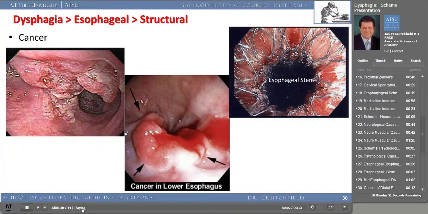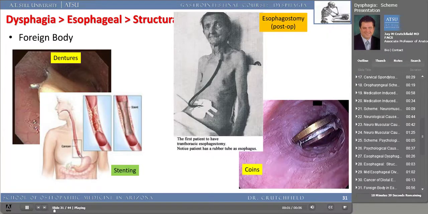Here's some very good pictures of cancer of the distal esophagus. It goes without saying that the patient can localize their dysphagia to the distal esophagus and would probably point to their xiphoid process. Of course, foreign bodies in the esophagus can lead to esophageal causes of dysphagia. Here we have a patient who swallowed their dentures, or a patient who has a couple of coins in their mid-esophagus.